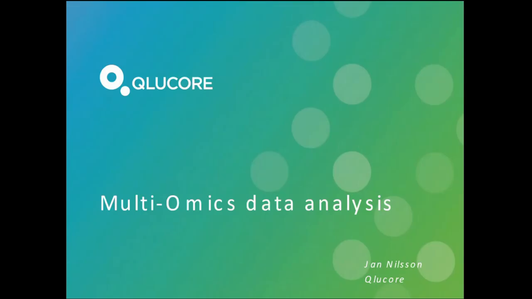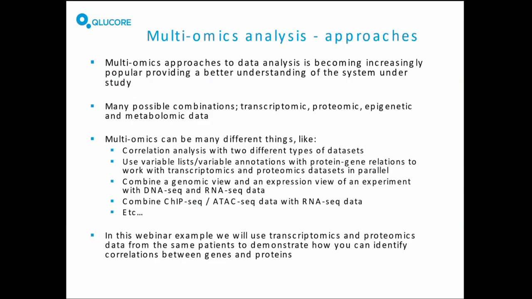And we're going to talk about multi-omics in Qlucore Omics Explorer. Multi-omics is getting more and more popular, and you can do multi-omics using a number of different types of data: transcriptomics, proteomics, epigenetic data, and metabolomic data. Multi-omics can mean quite a lot of different things.